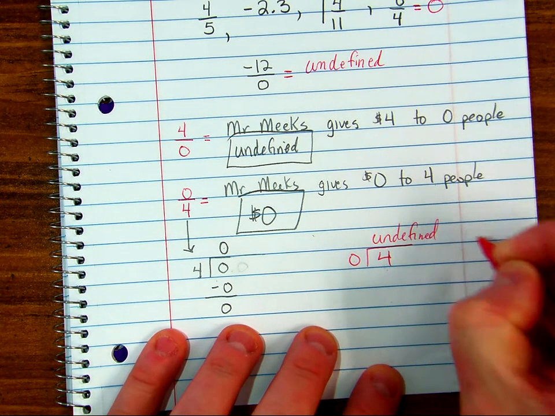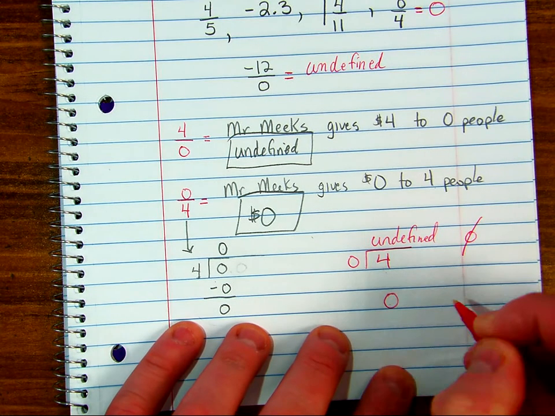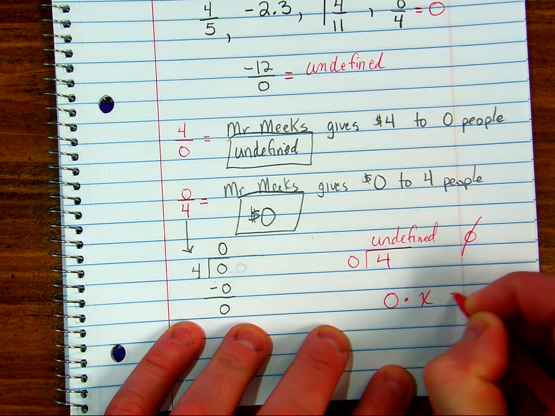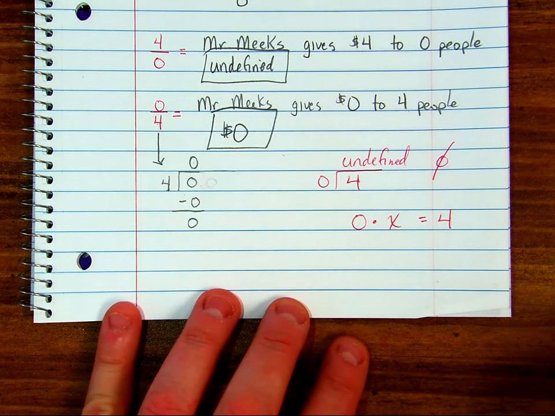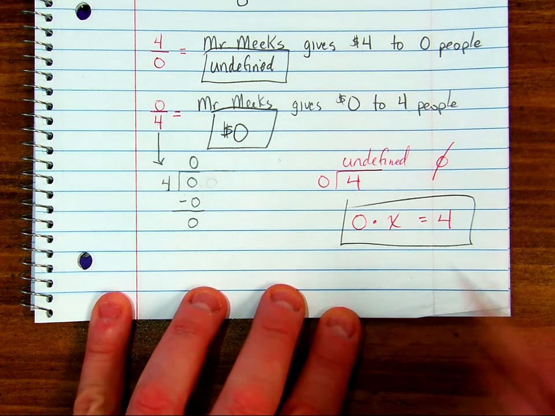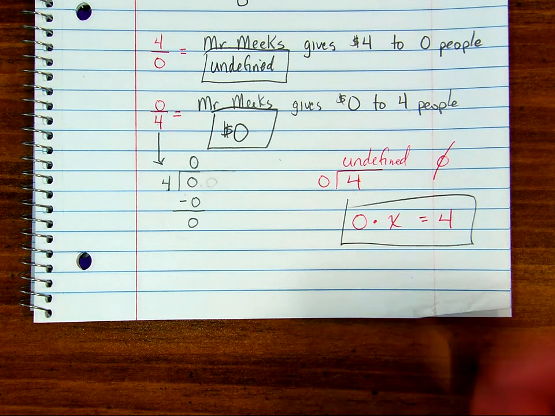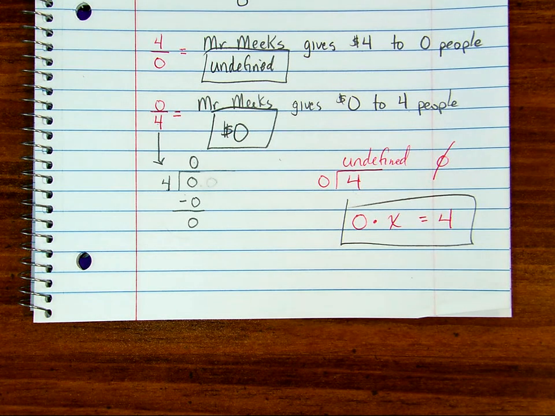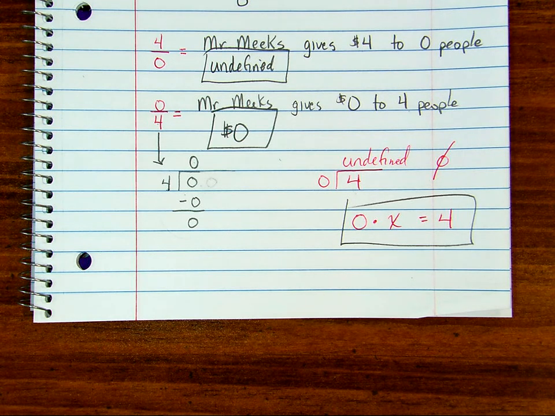Or you could put a 0 with a line through it, which means undefined. It does not exist. There is no number that when you take 0 and multiply it by a number, will give you 4. This does not exist at all. There is nothing I can put in place of x to make that statement true. Nothing at all. So we say undefined. Can't happen. Can't take place.